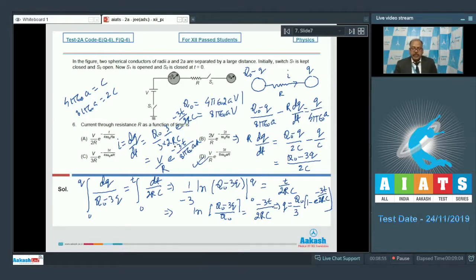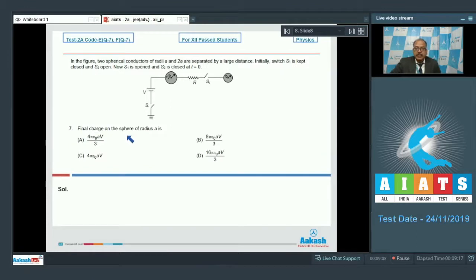Let's go to the next question now. Question 7 says final charge on the sphere of radius A is. So we can find final charge on sphere A by using the exponential expression for q in the previous question. So the final charge, if we put that as t tends to infinity, expression of q is Q0 by 3. The Q0 was 8 pi epsilon naught a V, so it is 8 pi epsilon naught a V by 3. So that is matching with option B.